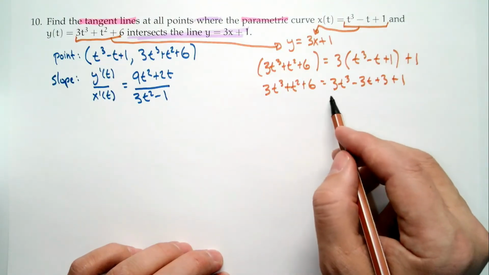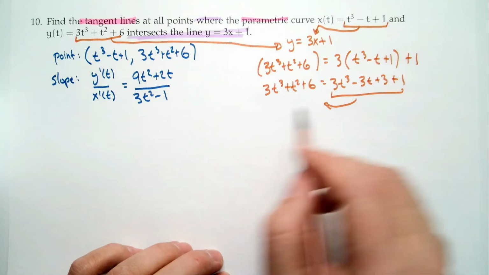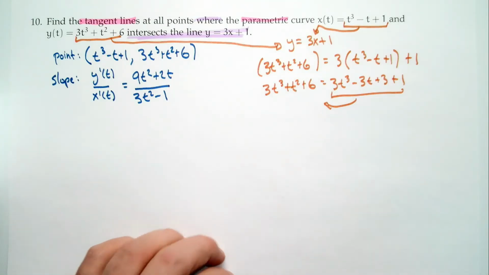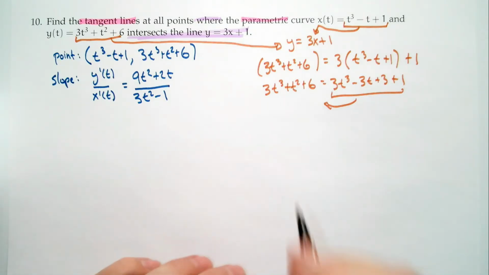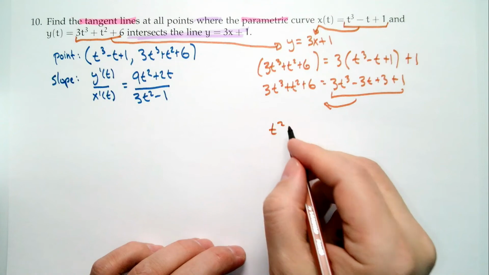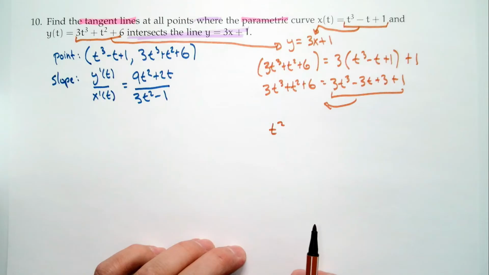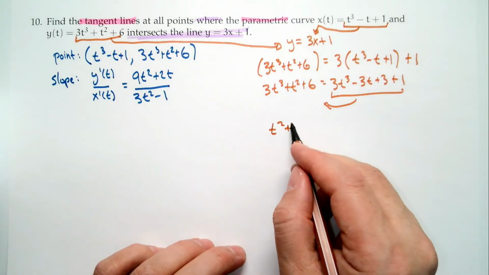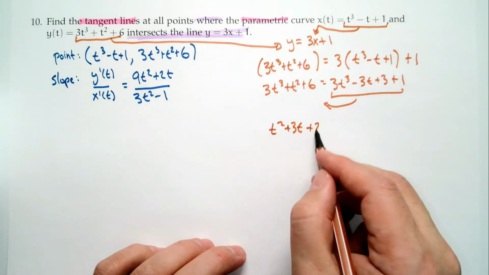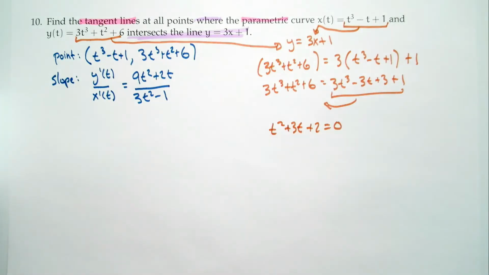Well, let's move everything over. What happens to our t cubed terms? They cancel, almost as if we were anticipating that. Hopefully we're going to get something that can work. So the t squared, there's just one. What do we have for our t terms? Plus 3t, and then plus 2 equals 0. All right, well, that says that has to be true in order for us to intersect the line y equals 3x plus 1. Now we've got to figure out, when is this true?